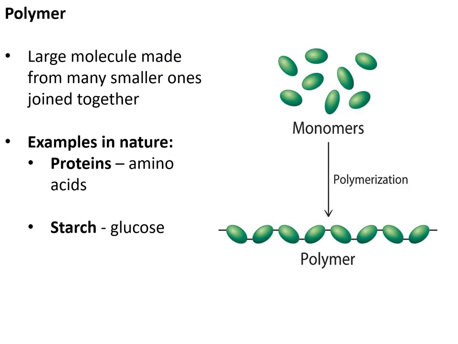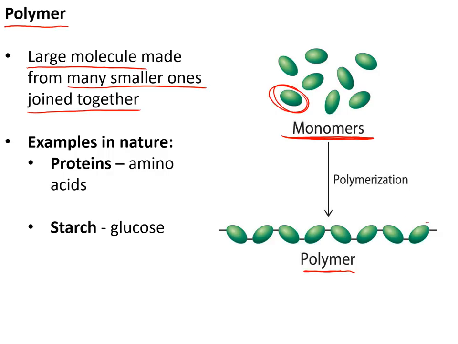Now, polymers. Polymers are a type of covalent compound that form very, very large molecules. But importantly, they're large molecules made from many smaller ones joined together. You can imagine these a bit like a necklace made of beads. Each bead is very small, but the necklace could be very big because they're all joined together. Now, we call the small molecules that get joined together monomers, and they join together to form polymers. You can see here each monomer is small, but the overall polymer is big because it's made of lots of them joined together.